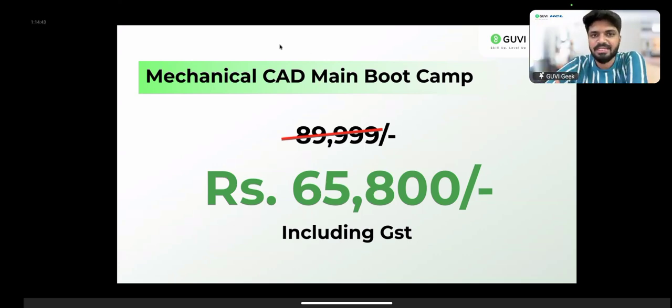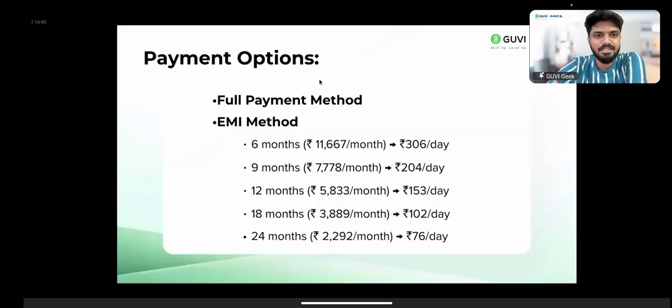Coming to the registration process as well as the EMI. As I said, you have an EMI option as well. Usually it is 6 months to 24 months, but right now we have a 3 months to 24 months option. You can divide the course fees and pay in EMI. And many of you are asking how long this offer is valid.